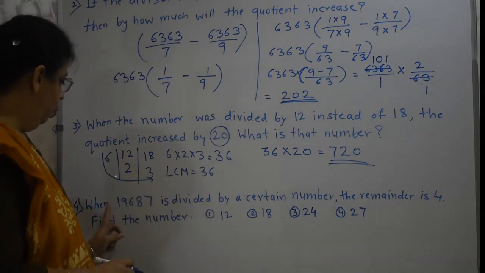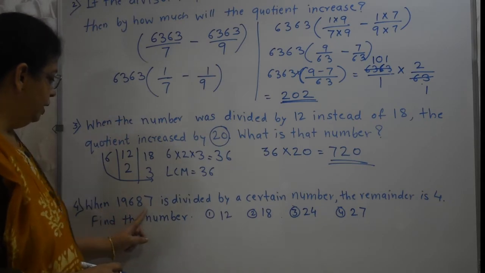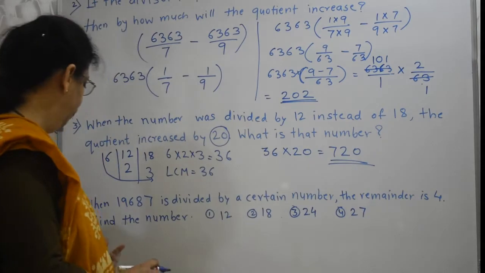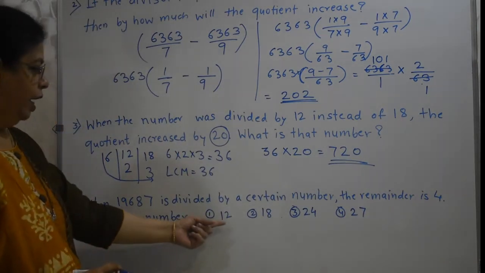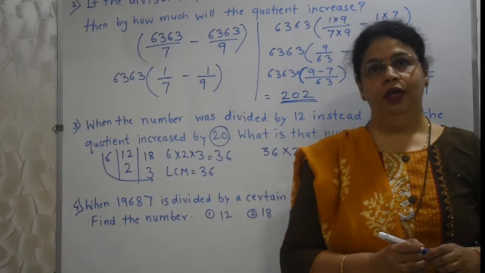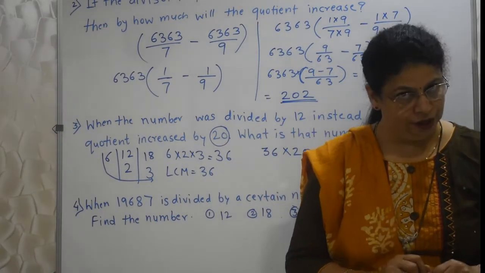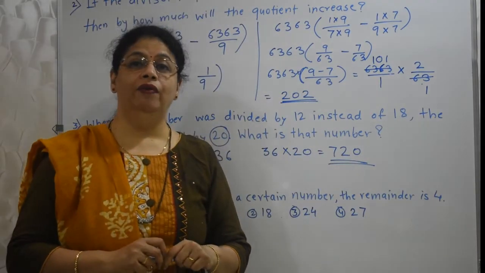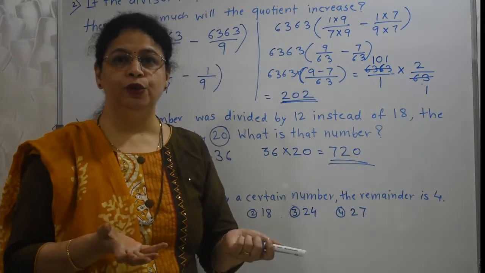Okay. Next one. When 19687 is divided by a certain number, the remainder is 4. Find the number. And they have given these 4 options. Here what is going to help you is the divisibility test. First of all, student, whenever there is a remainder, remainder means what?